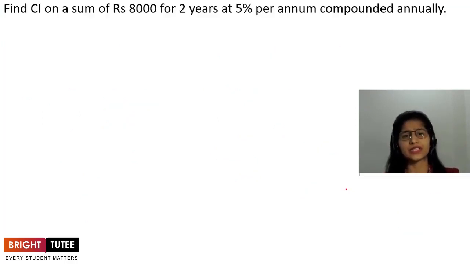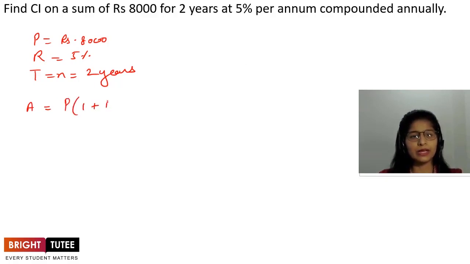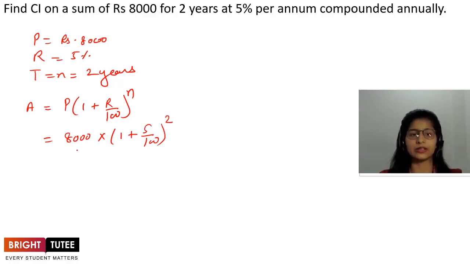Let's do one more question. Here is another question of the same kind. It says again we have to find out compound interest, and the principal is given as rupees 8,000. Rate is given as 5%. Time t, or we say n here, is given as 2 years. So how to calculate the amount? P into (1 plus R by 100) to the power n. So P is 8,000 into (1 plus rate 5 upon 100) to the power n, which is 2 here.